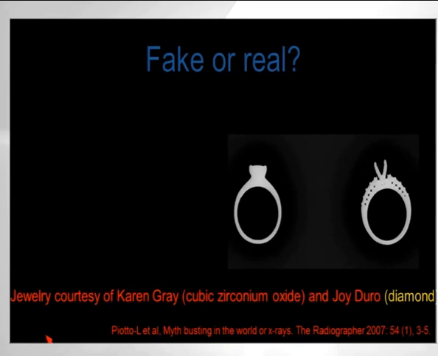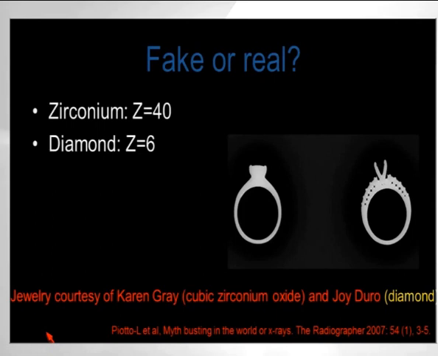we put this to the test with the help of my colleagues Karen Gray and Joy Duro. Diamonds are made out of carbon. Carbon has an atomic number of 6. Zirconium has an atomic number of 40. Therefore, zirconium is much denser.